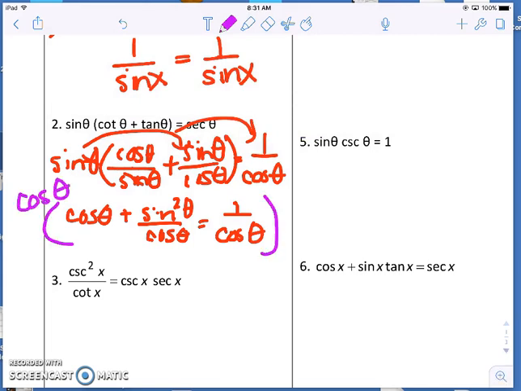Cosine of theta. So cos times cos, cos squared of theta, plus sine squared of theta.